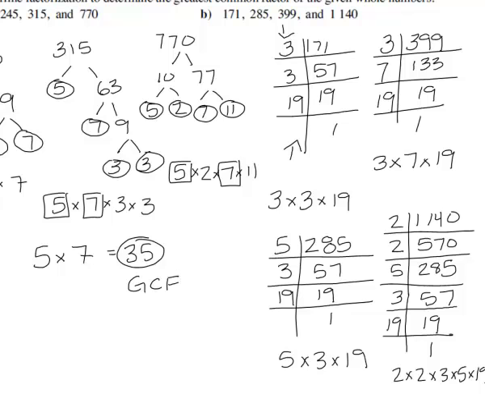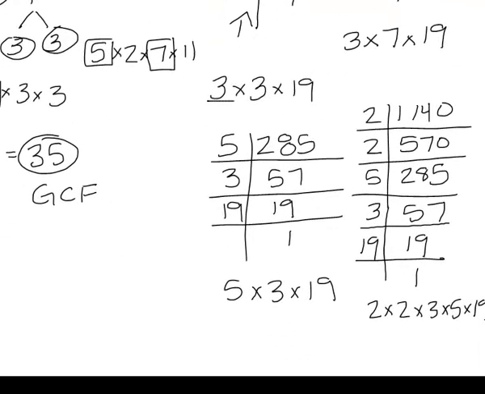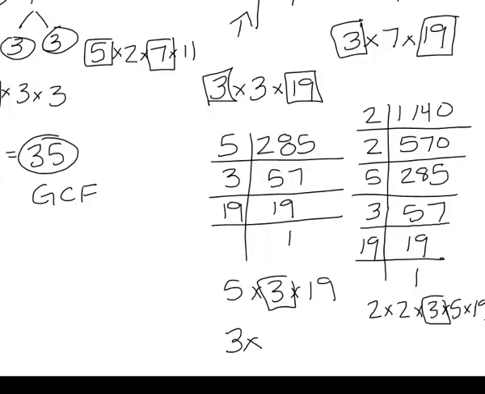Now what I need to do is see what factors they have in common. I see that all of them have at least one 3, so that becomes a common factor. The only other factor they have in common is 19. So 3 times 19 becomes my greatest common factor, which is 57.